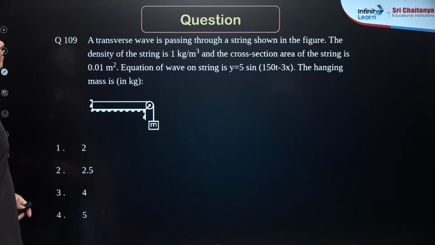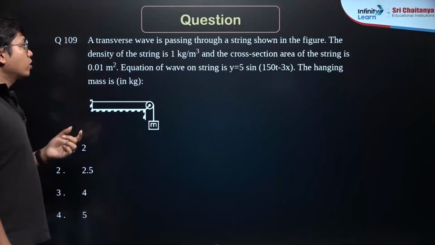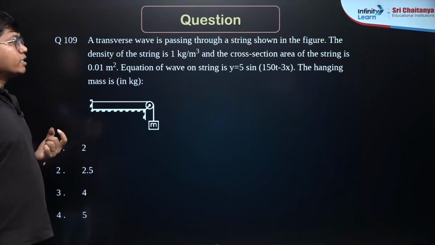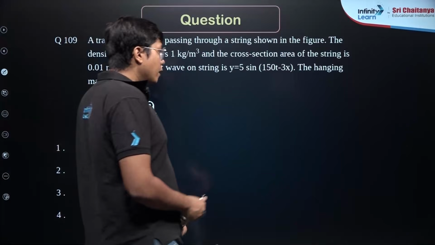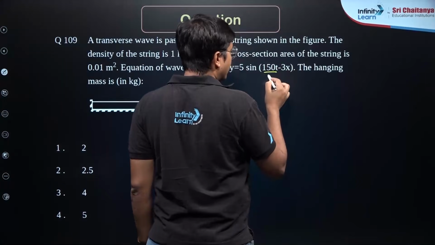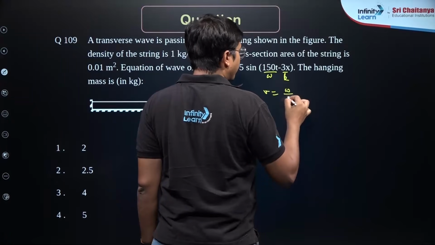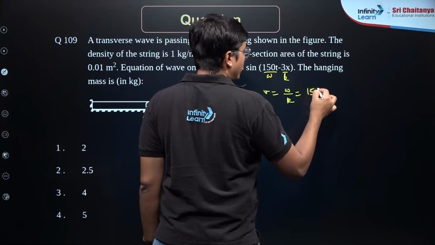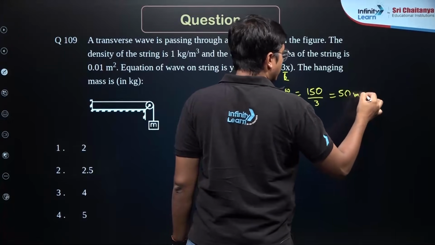Next, a transverse wave is passing through a string as shown. The density of the string is given, area of cross section is given, and the equation is given. So what is the hanging mass? How much mass is hanging over here? Use this to get the speed. This is your omega, this is your k. So your speed is omega by k, which is 150 over 3. That is 50 meters per second.